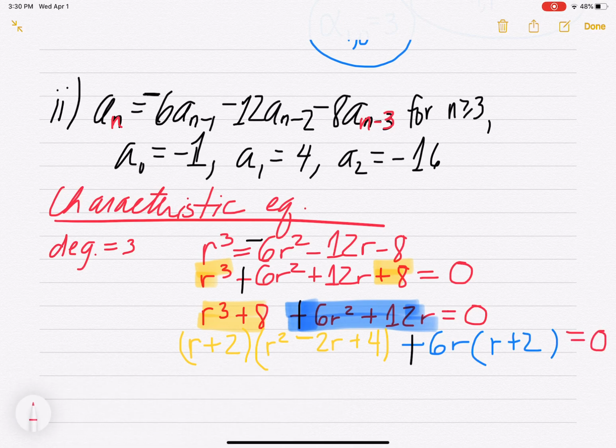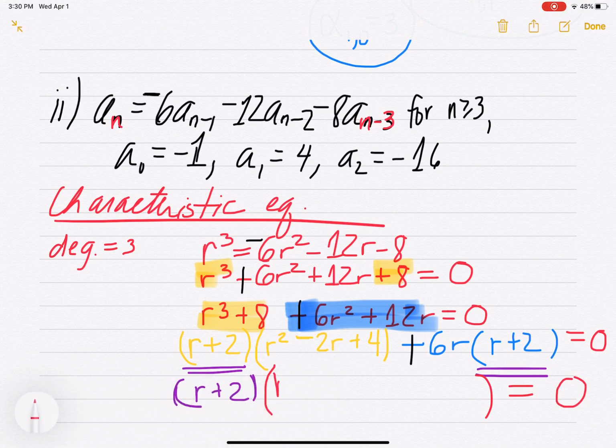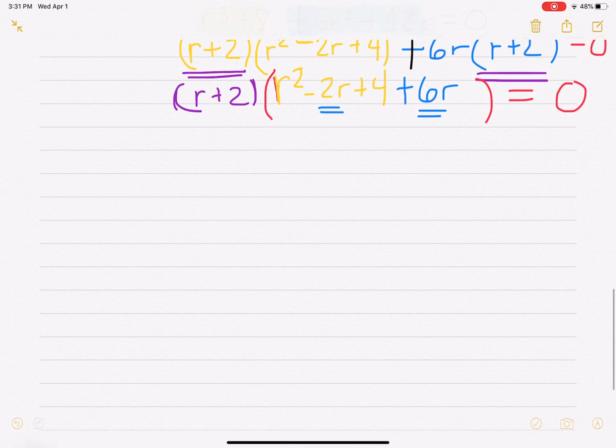Now maybe you notice you have something in common here and here. You're going to have what? r plus 2 in common. So I'm going to factor that out front, and I'm going to be left with something, and that's all equal to 0. What's the something? Well, it's a yellow r. That's supposed to be yellow, not red. Let's try that one more time. r squared minus 2r plus 4 plus 6r. If you combine these like terms right here, that's going to give you 4r.